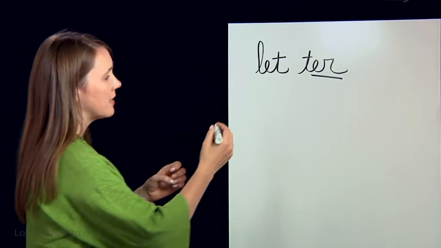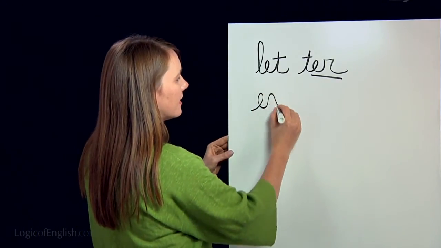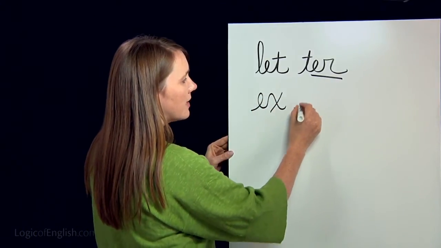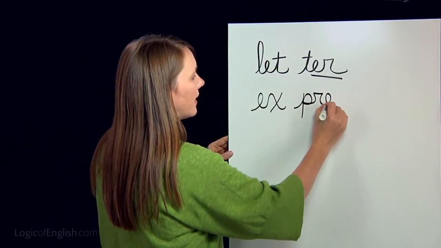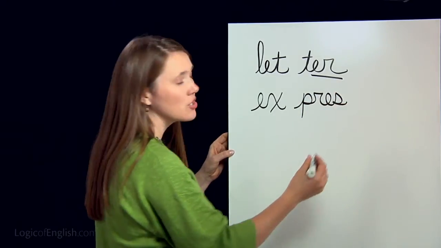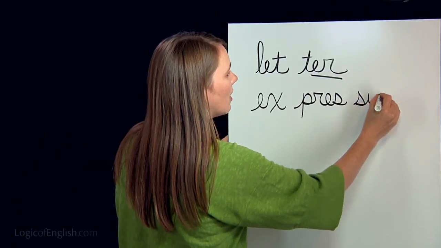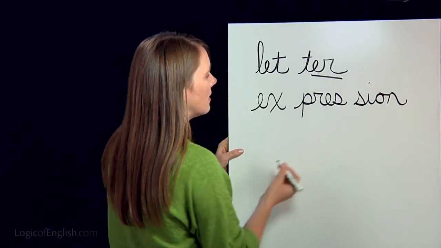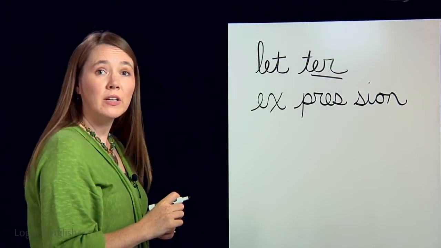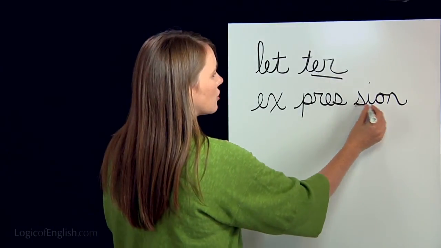And then help me to write it. The first syllable is X, X. Second syllable is press, p, s. Third syllable is shun, sh, n. How will we mark it? We'll underline the sh.